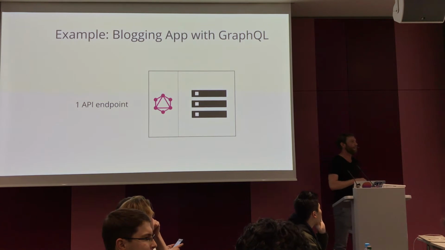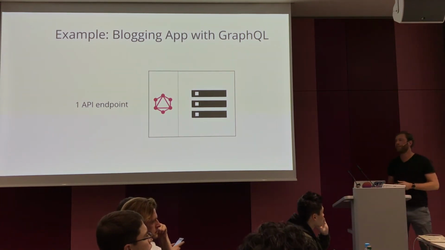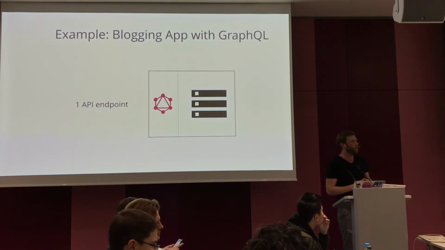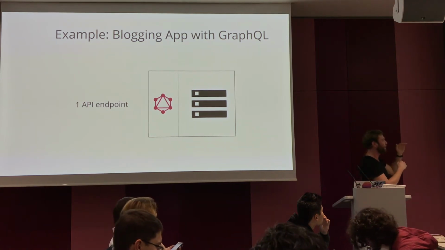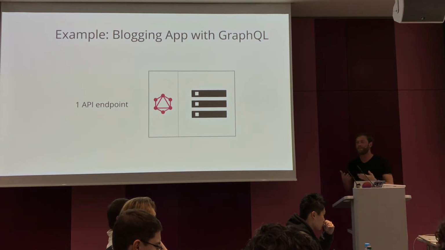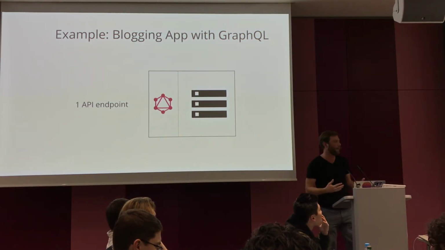So how would we tackle the same situation with GraphQL? One really important difference between GraphQL and REST is that with REST, you always have a number of different endpoints that each return fixed structures of data. With GraphQL, you only have a single endpoint that returns flexible structures of data.